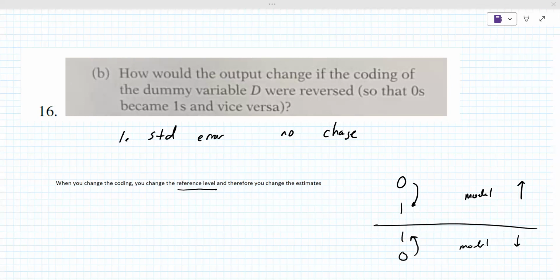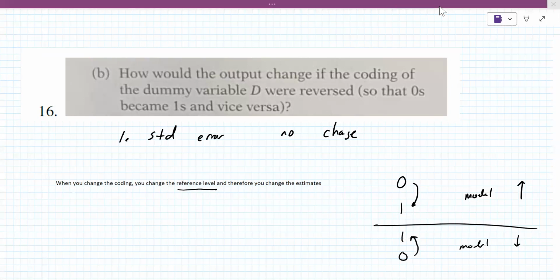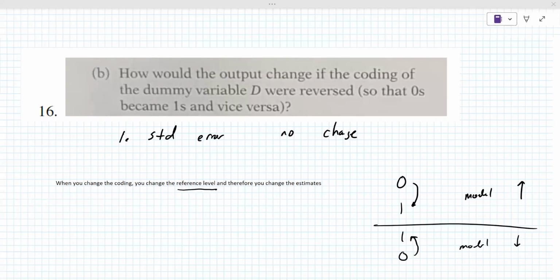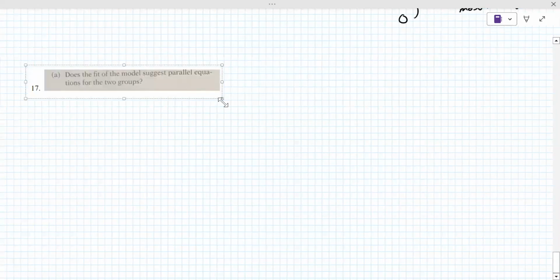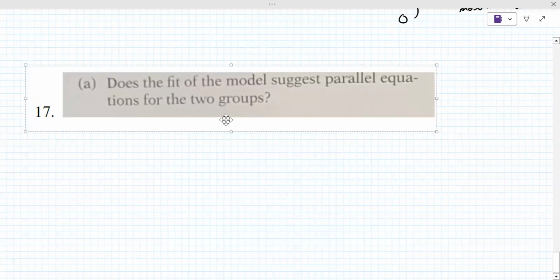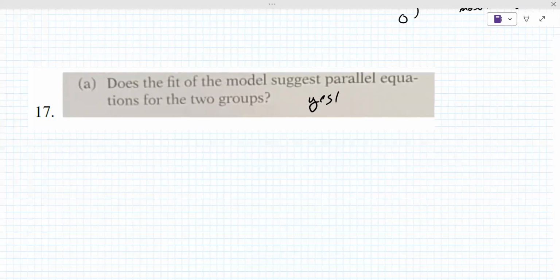Okay, no. All right, 17. Yes, 17. This one I'm also a little confused by. Parallel equations for the two groups. I don't know what that means. I think I'll ask him about that. Is it okay if I spend 2 minutes here looking up something on this? Because I don't know much about it.